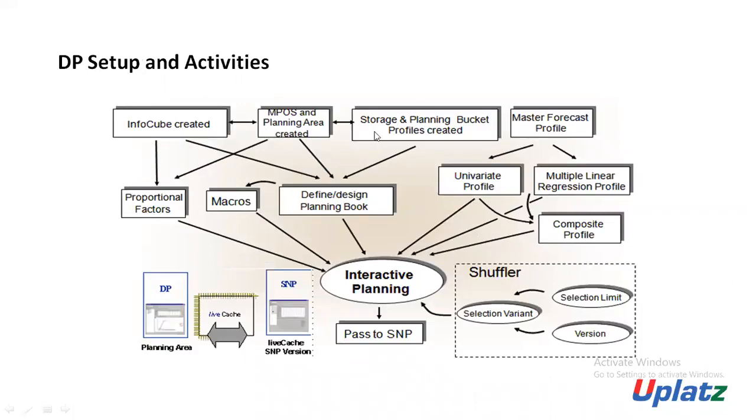Among this APO DP implementation, I covered MPOS and planning area created, storage bucket and time bucket created, master forecast profiles, defined planning book, macros, integrated planning. The pending topics are proportional factors, InfoCube creation, and past S&P. InfoCube creation I will discuss when I start the session recording for BW. At that time I will cover the InfoCube creation. Today I am going to start discussing the proportional factors.